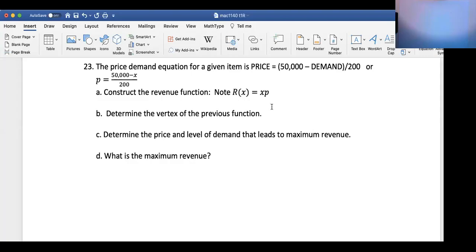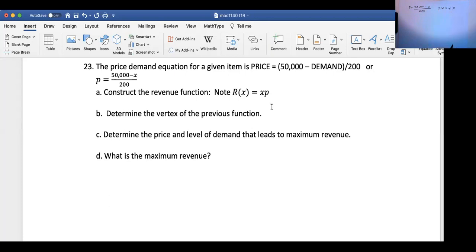This question says the price demand equation for a given item is price equals 50,000 minus demand divided by 200, or P equals 50,000 minus X divided by 200. Now, from that, we want to go ahead and construct a revenue function. So revenue is the number of items sold times the price per item. So that, of course, is number of items sold X times the price per item P.